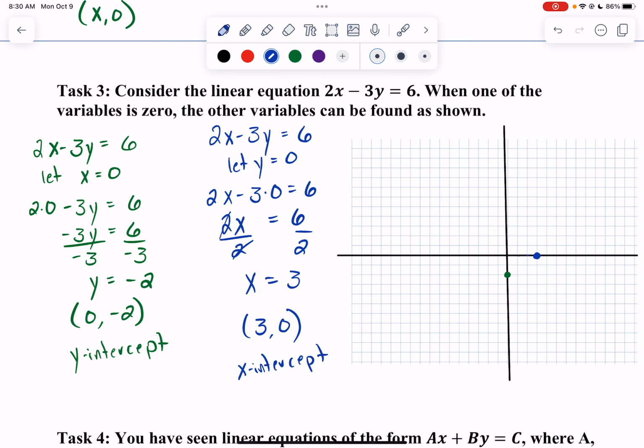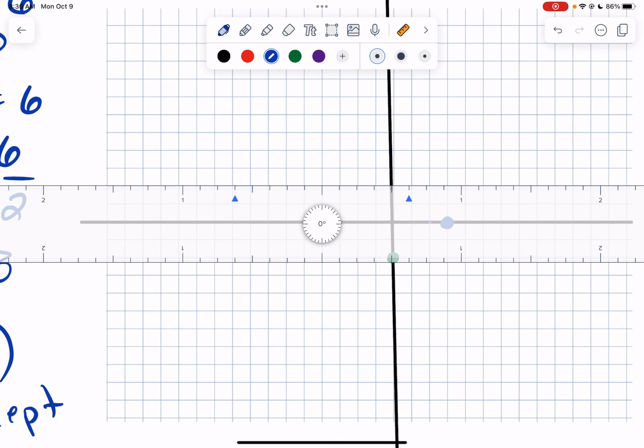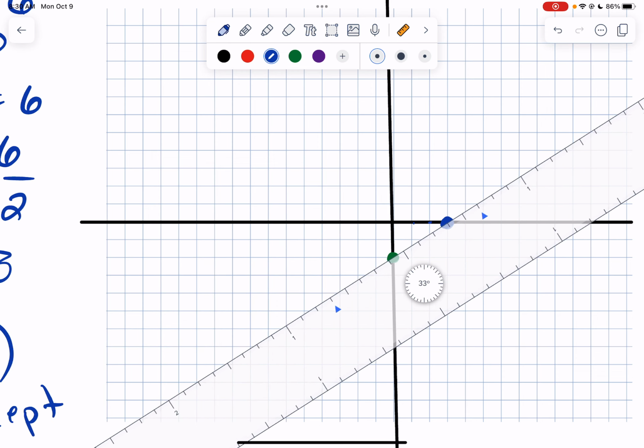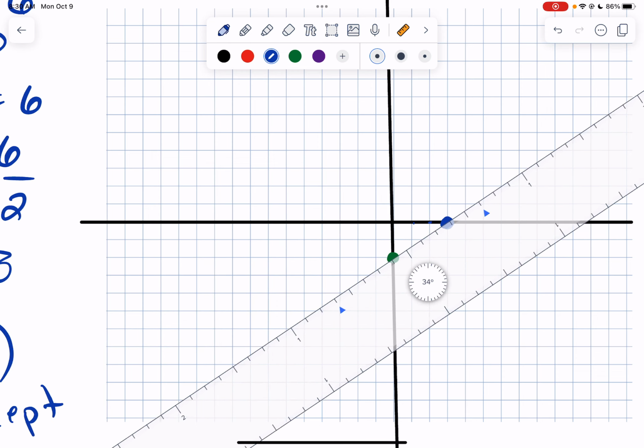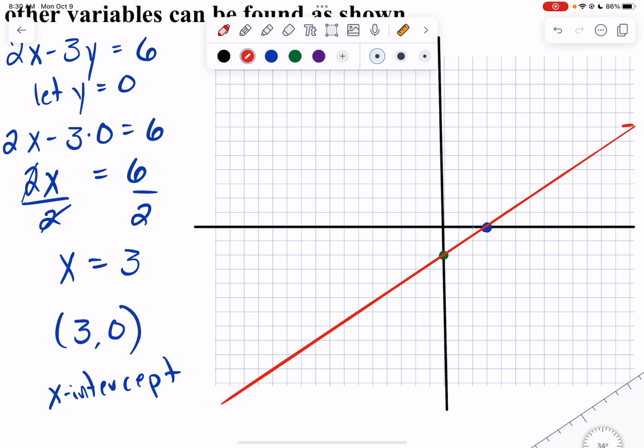So I was able to find my x and y intercepts, and those are actually the easiest way to graph a line, because then I can just come in. Zeros are really nice to work with. I can just come in and draw that line in, connecting those intercepts. So there is my line.